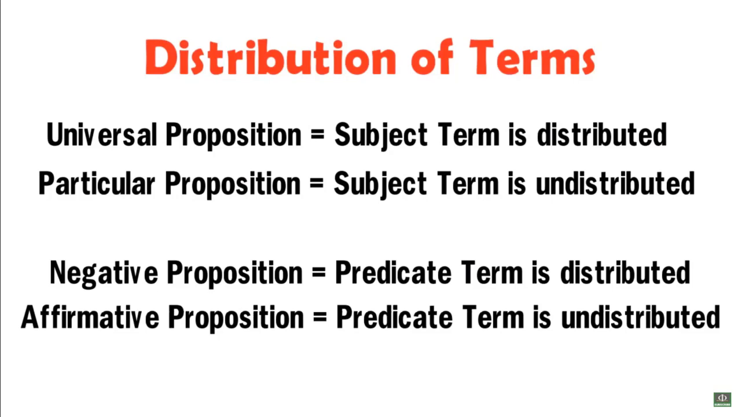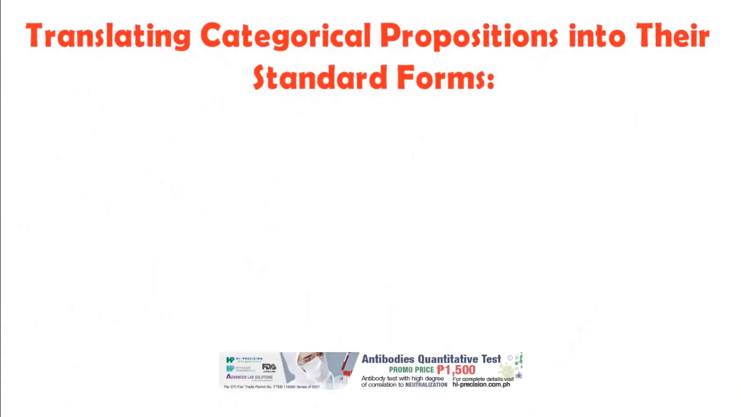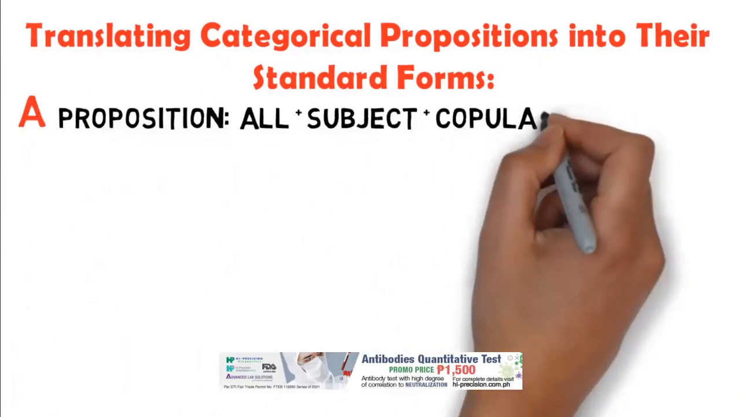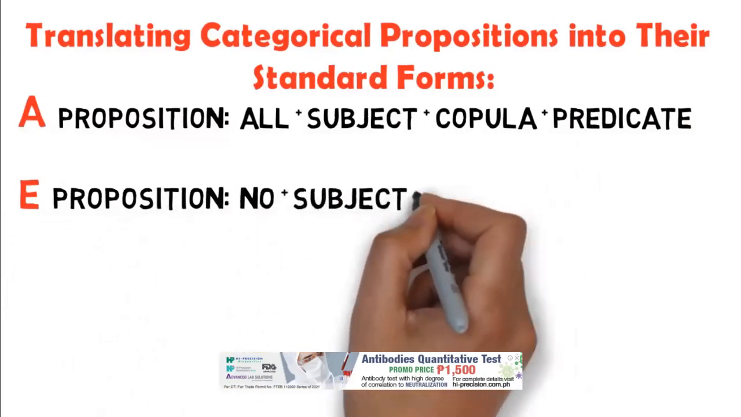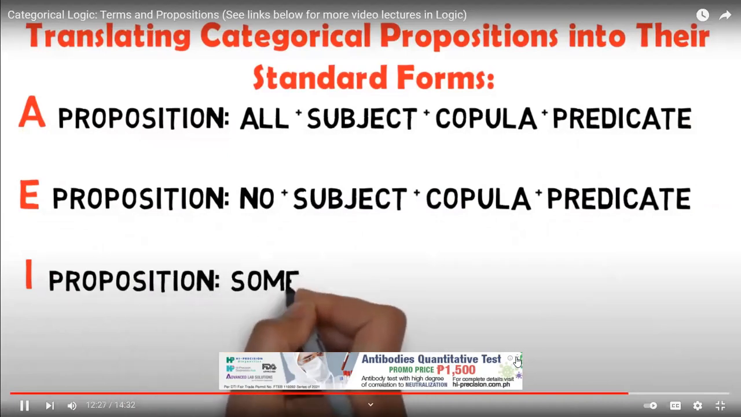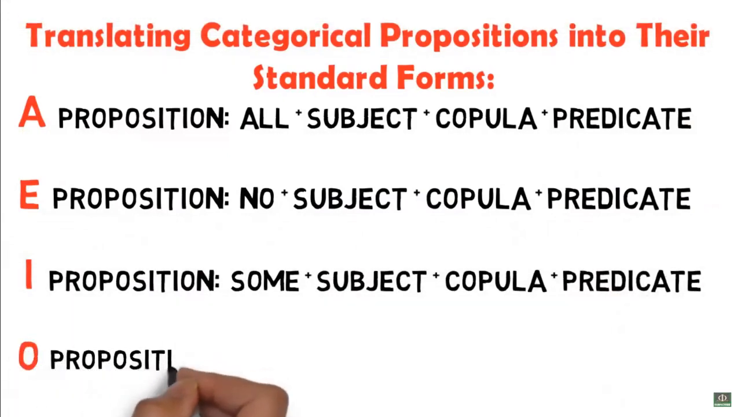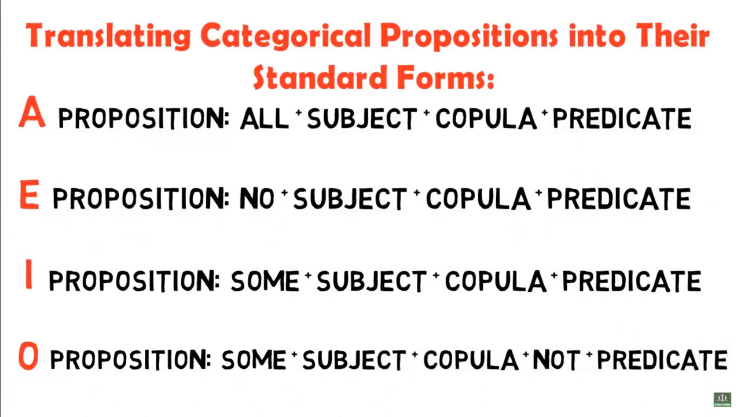Lastly, to avoid confusion when we analyze the 8 rules of syllogisms, it is helpful to translate categorical propositions into their standard form. Here are the standard forms of an A, E, I, and O propositions. A proposition: all plus subject plus copula plus predicate. E proposition: no plus subject plus copula plus predicate. I proposition: some plus subject plus copula plus predicate. And O proposition: some plus subject plus copula plus not plus predicate.